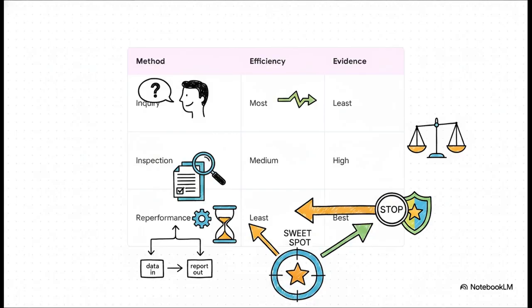Look at inquiry, just asking people questions. It's incredibly efficient, super fast, but it gives you the absolute least reliable audit evidence. You can't just take their word for it. Then jump down to reperformance. This is where you independently run the data through your own tools. It gives you the best possible audit evidence. It's bulletproof, but it takes forever. It is the least efficient. So the magic trick for an auditor is finding the sweet spot. As a general rule, combining inquiry with inspection gives you the most effective and efficient audit evidence.